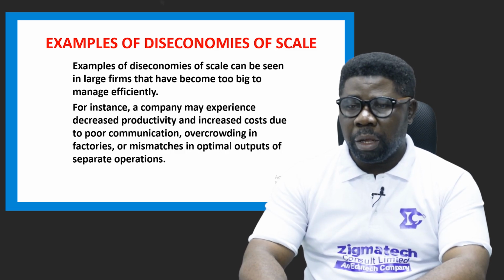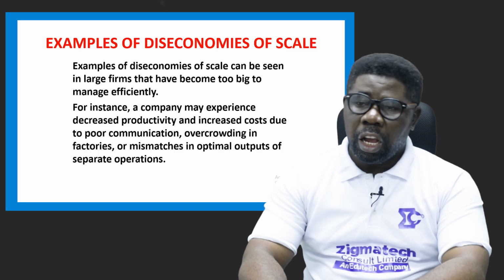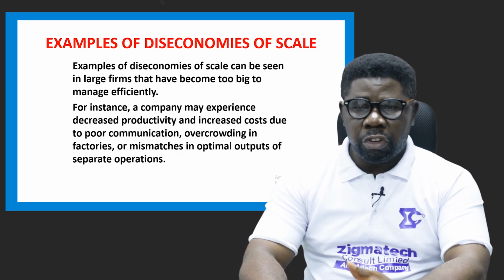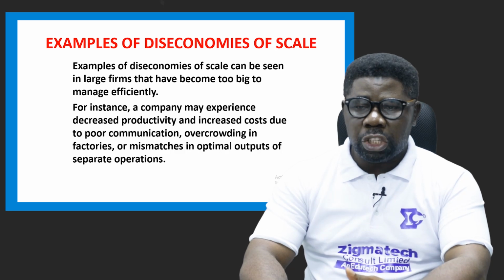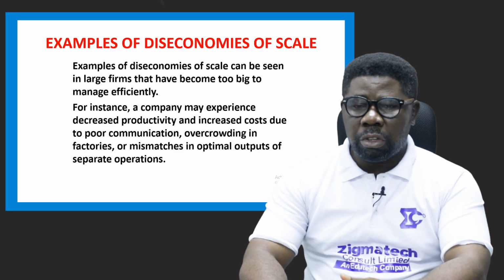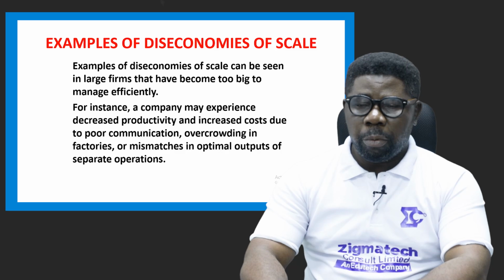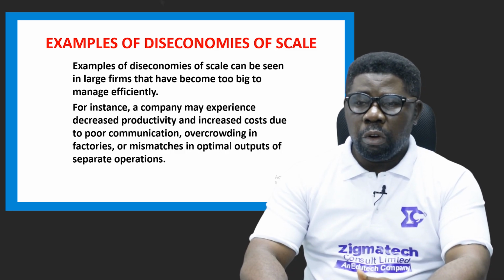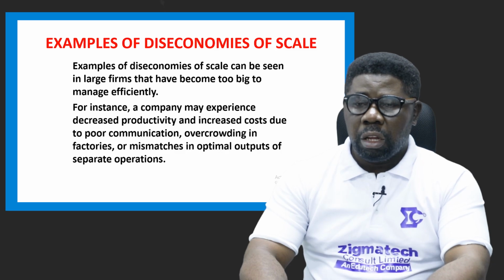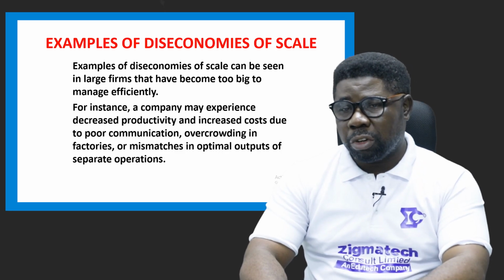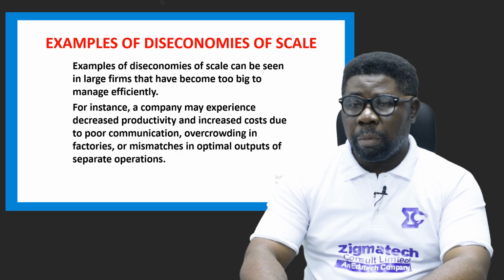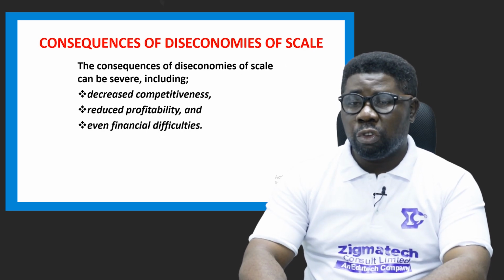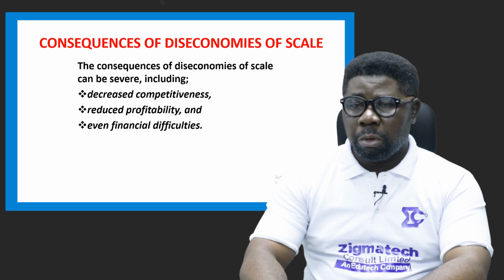For instance, a company may experience decreased productivity and increased cost due to what? Poor communication, overcrowding in the factory places, mismatch in optimal outputs and separate operation, duplication of jobs for selfish reasons, creating more offices where it's not necessary, can bring about what? Diseconomies of scale.